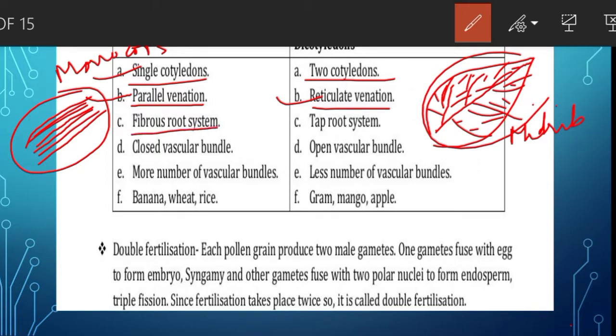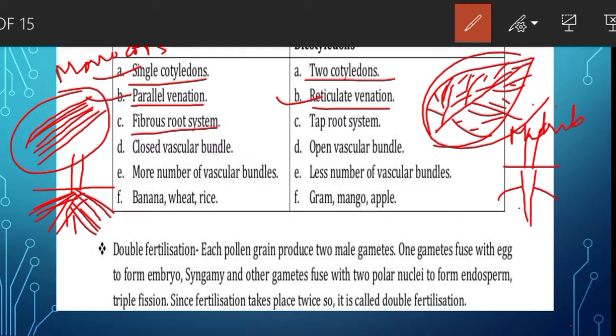Monocots have fibrous root system, means they do not have the primary root. Okay, suppose this is the stem. From the base of the stem only there will be many roots arising like this. So monocots have fibrous root system, whereas the dicots have the taproot system. Means first the main root will arise, from that the lateral roots will arise, and that lateral roots will have the root hair. This is taproot system.